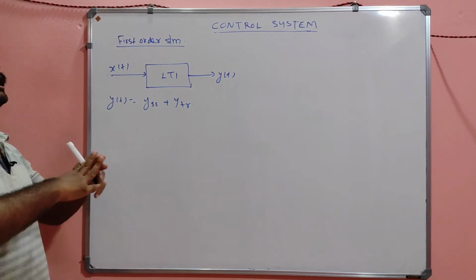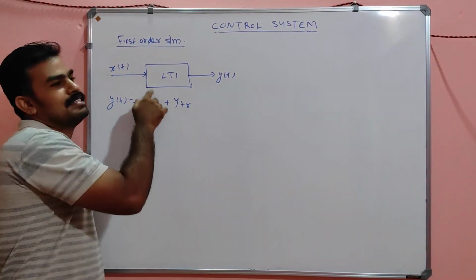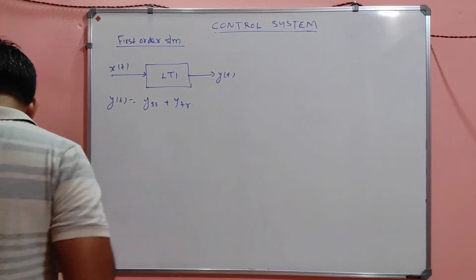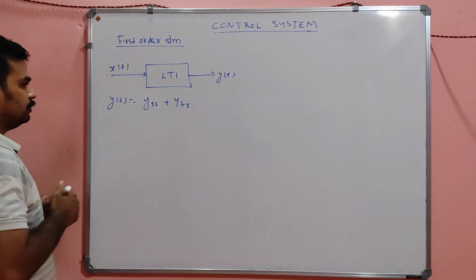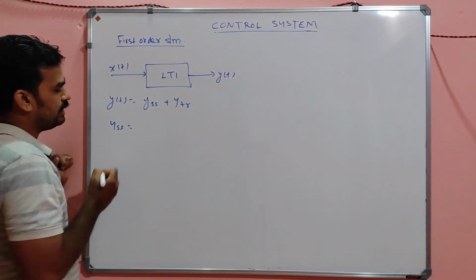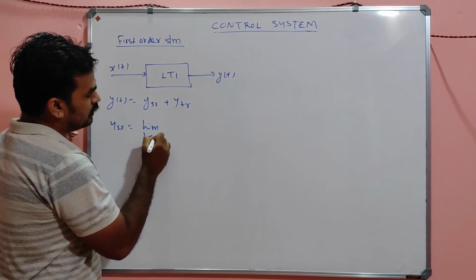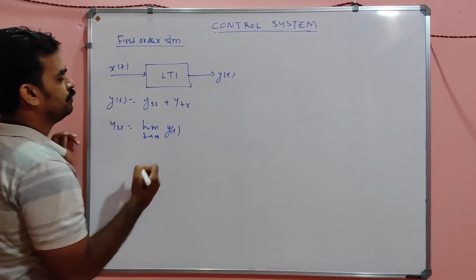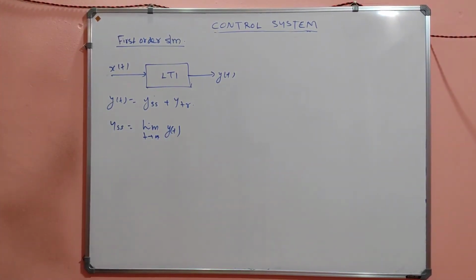And relating to the regulation and the efficiency, we have to consider more about the steady state. We have to consider more about the steady state operation. The steady state value is given by an equation, y_ss, which is nothing but, my dear, the limit as t tends to infinity of y of t. The limit as t tends to infinity of y of t will give you the steady state value.